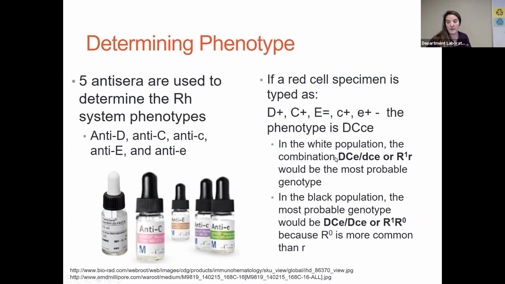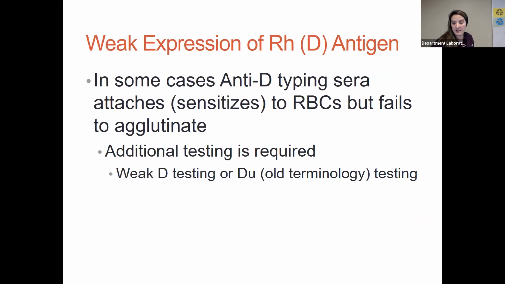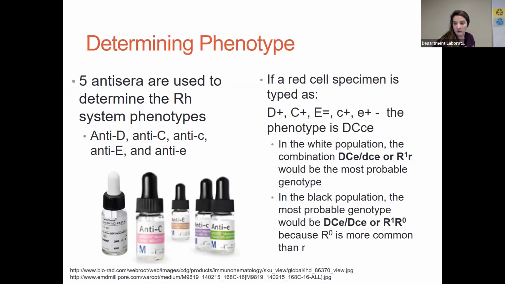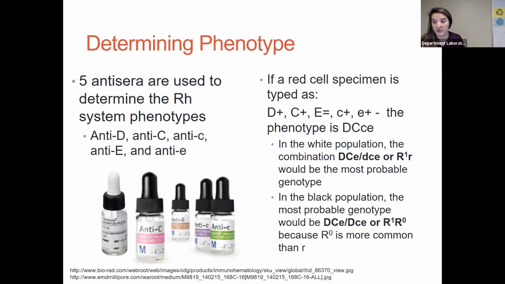So there's a couple different combinations. If you look at the white population, big D with big C and little e is the most common occurrence. So it's probably that one. And then also your patient is little c positive. So the next most common would be this. That's how you can use your frequencies to determine the genotype of your patient, based on the antigenic expression.